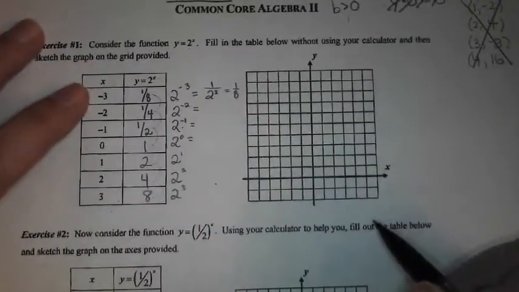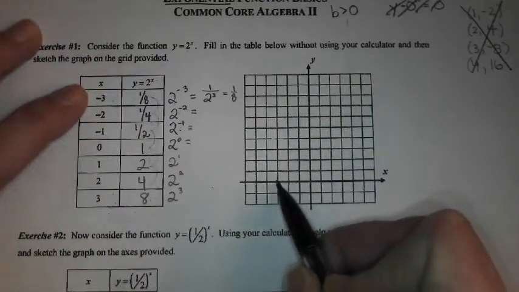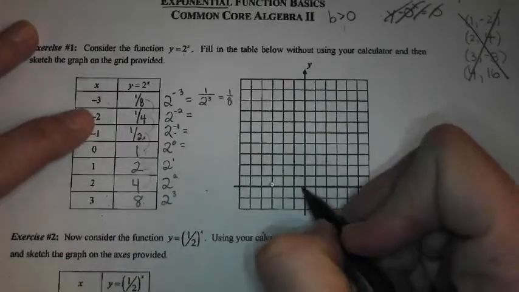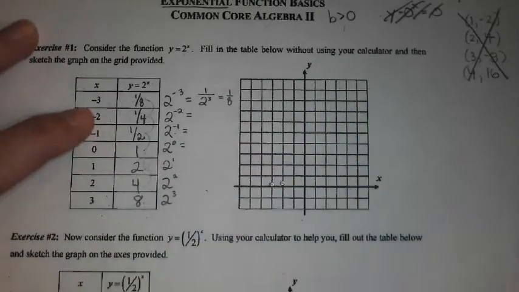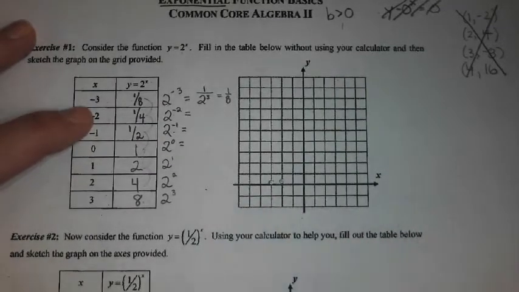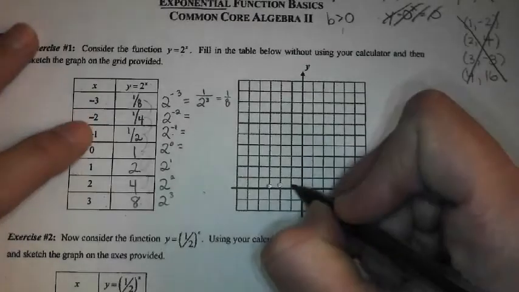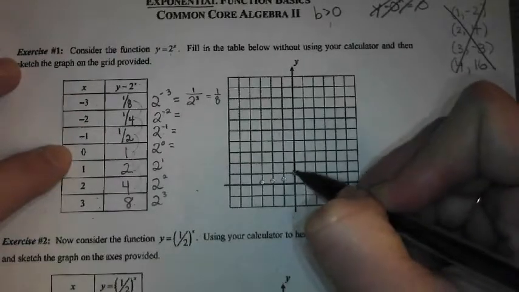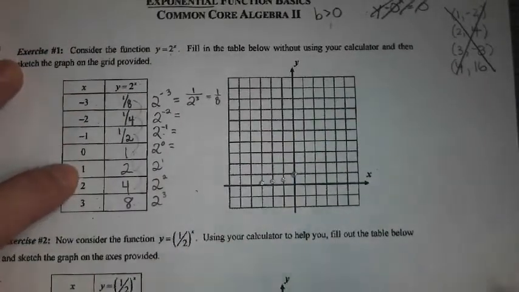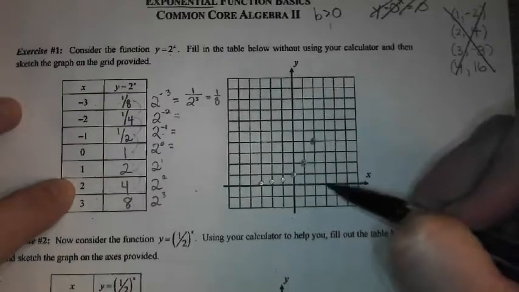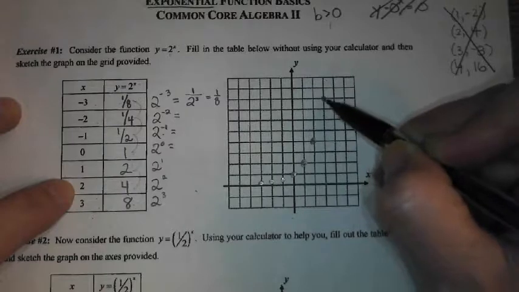So let's graph a couple of these points. -3 and 1/8. 1/8 is barely above the x-axis. -2 and 1/4 is also barely above the x-axis, but would you believe it's double the distance away from the x-axis than the previous point was? -1 and 1/2 is a little bit easier to see. 0, 1. 1, 2. 2, 4, and 3, 8.